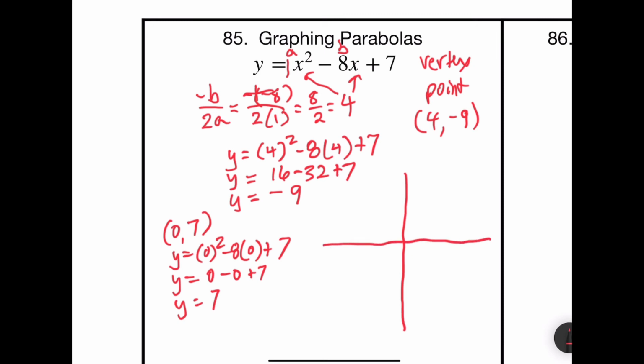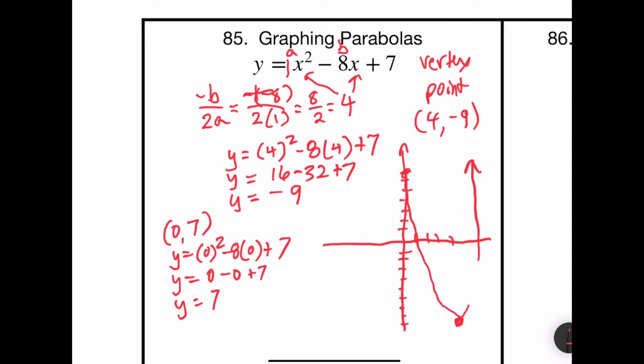My vertex would be at 4, 1, 2, 3, 4, negative 9, 1, 2, 3, 4, 5, 6, 7, 8, 9. I know that's guaranteed to be a point, and my y-intercept is at 7, 1, 2, 3, 4, 5, 6, 7. So it also has to cross through that point. And so my parabola sketch would look roughly like that.